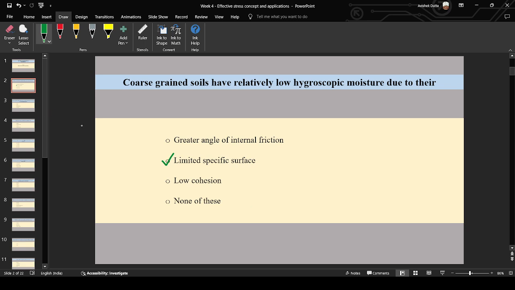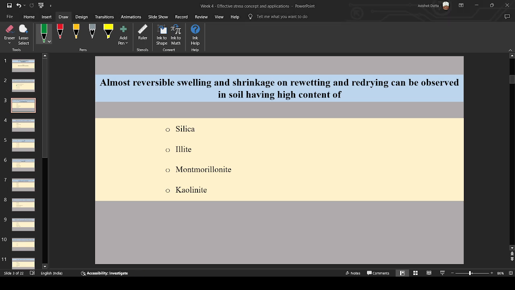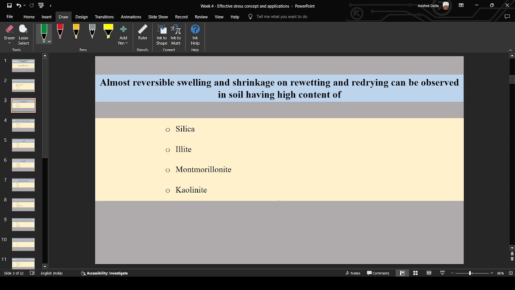Next question. Almost reversible swelling and shrinkage on re-wetting and re-drying can be observed in soil having a high content of... Now these are the clay minerals, mainly silica, illite, montmorillonite and kaolinite. Among these, montmorillonite shows a very high degree of swelling and also shrinkage. It is mainly the component found in black soil, because of which it shows swelling and shrinkage.